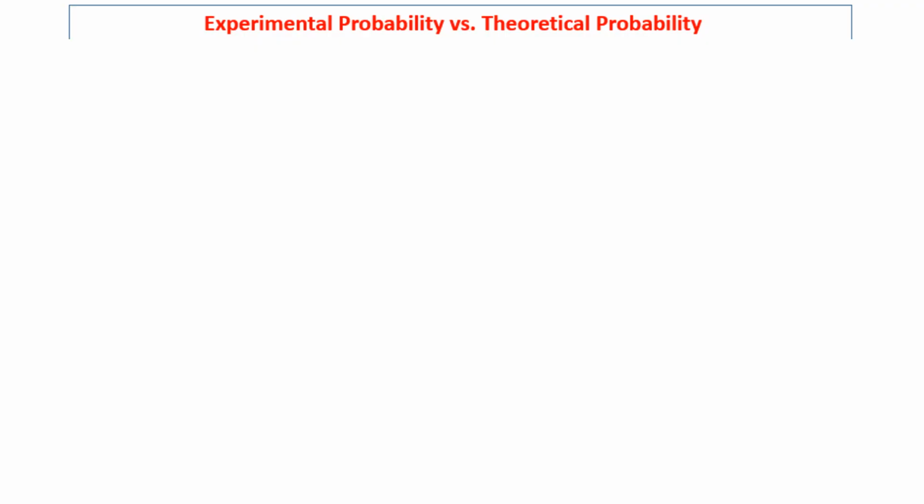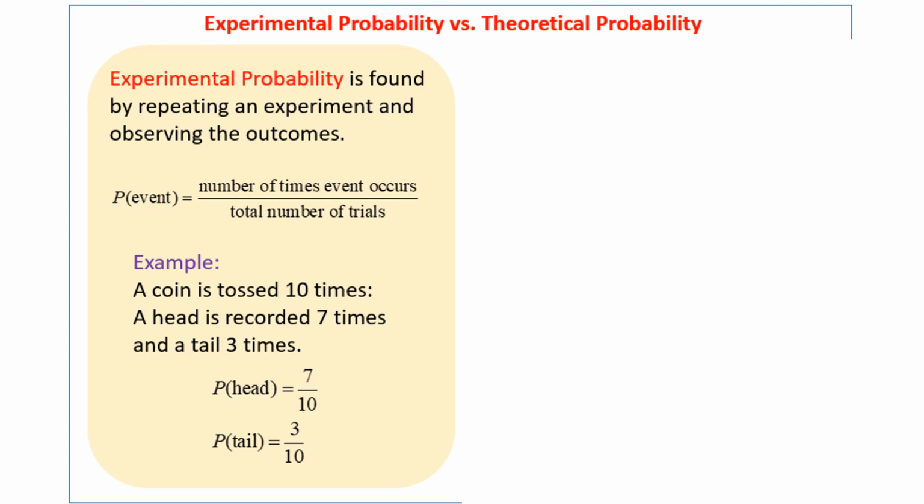To further understand the concepts, let us compare experimental probability and theoretical probability. Experimental probability is found by repeating an experiment and observing the outcomes. So for example, a coin is tossed 10 times, a head is recorded 7 times, and a tail 3 times. So the probability of having a head using the formula is equal to 7 over 10, while the probability of having a tail is equal to 3 over 10.